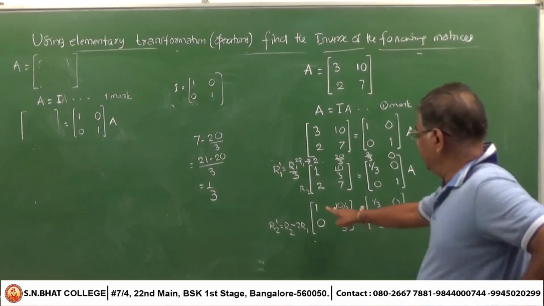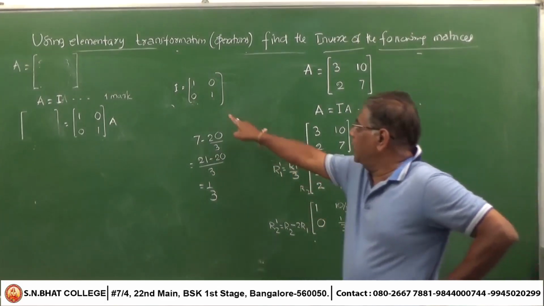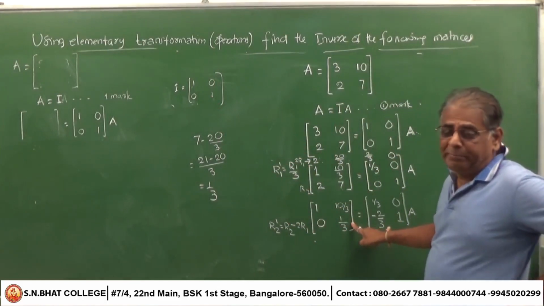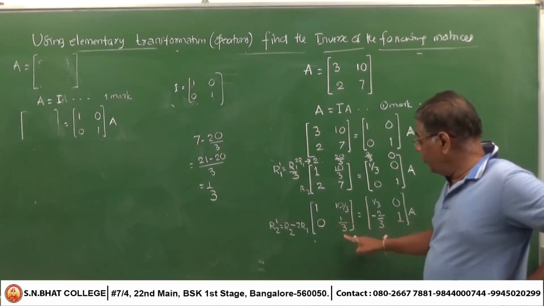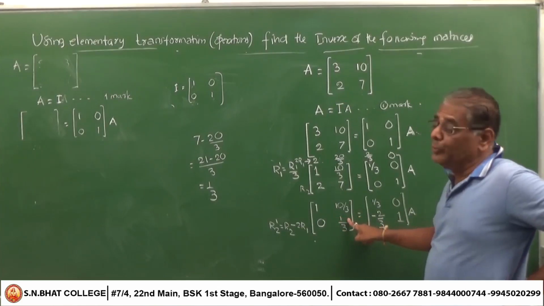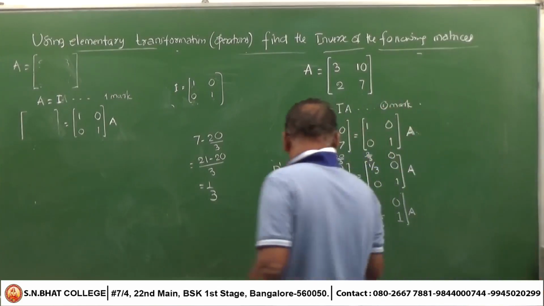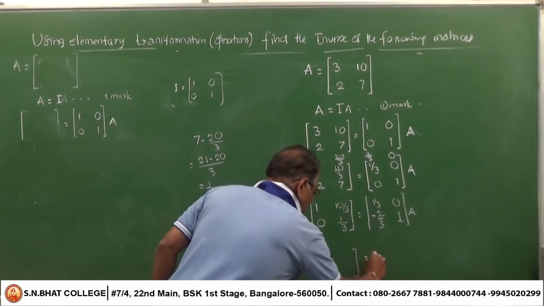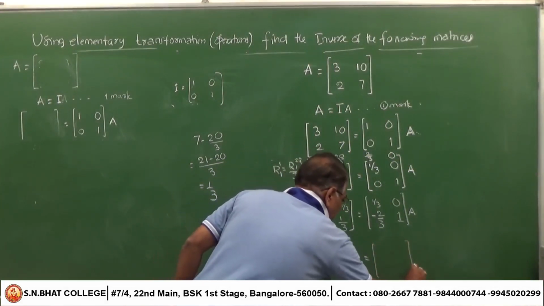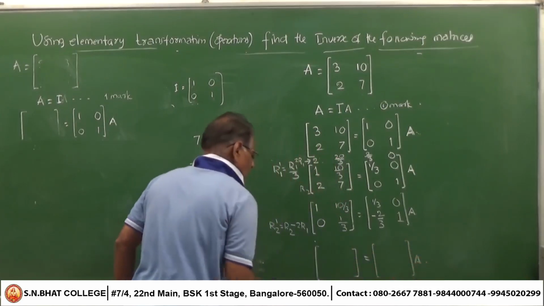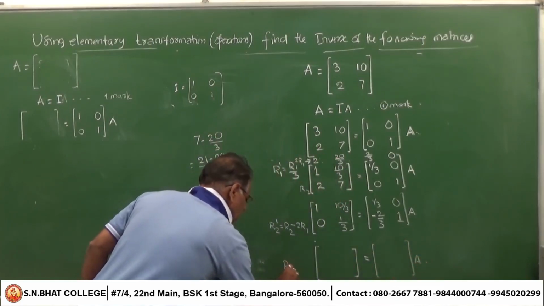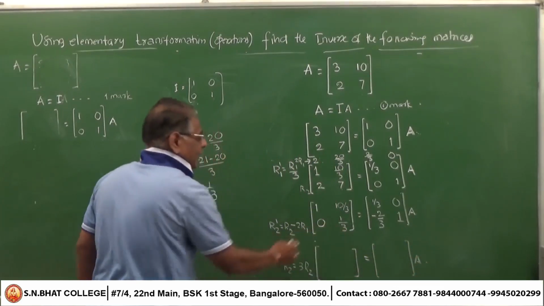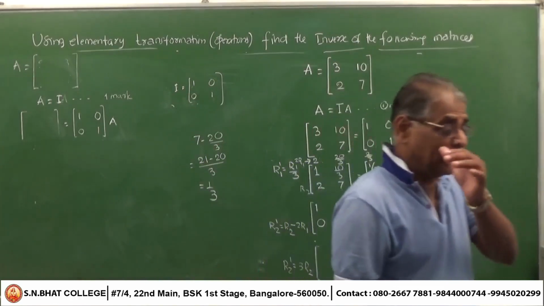See, I have made 1 here and I have made 0. Next I have to make this element to be 1. To make 1, either multiplication or division. To make this element 1, multiply R2 by 3. R2 dash is 3R2. It becomes 3 into 1 by 3, which is 1.